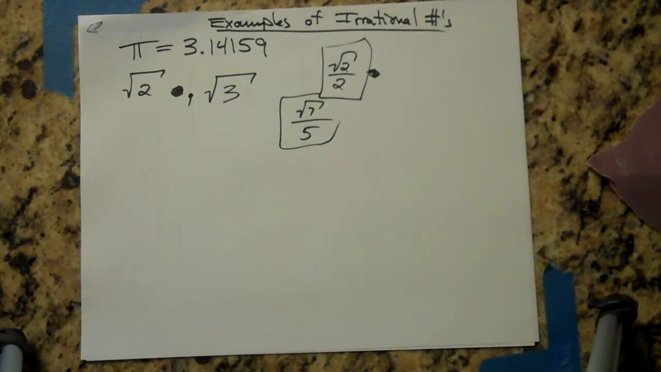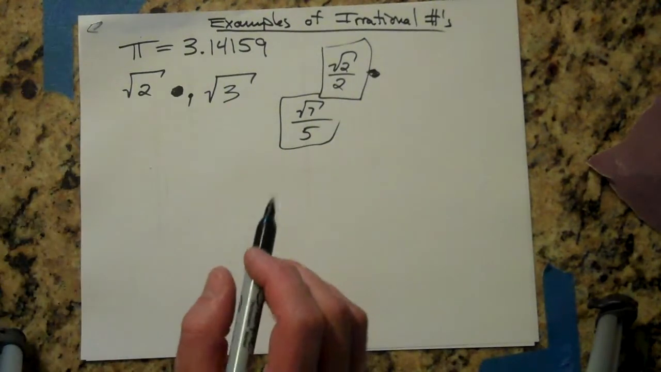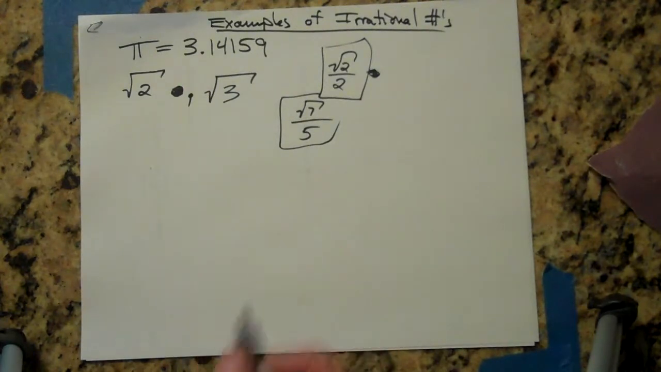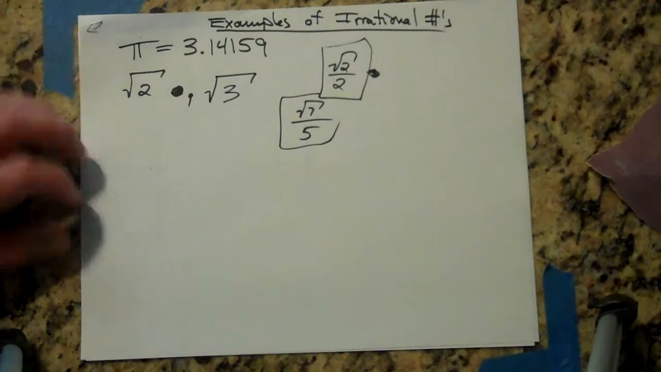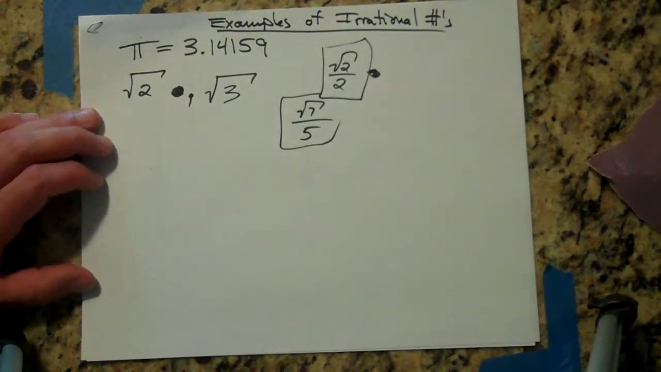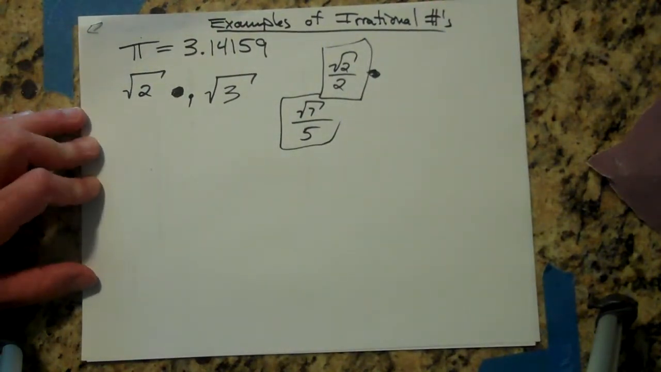And you can sit here until the cows come home, giving all of these examples of what an irrational number is. Now, I have to mention that not every decimal is irrational. Okay?